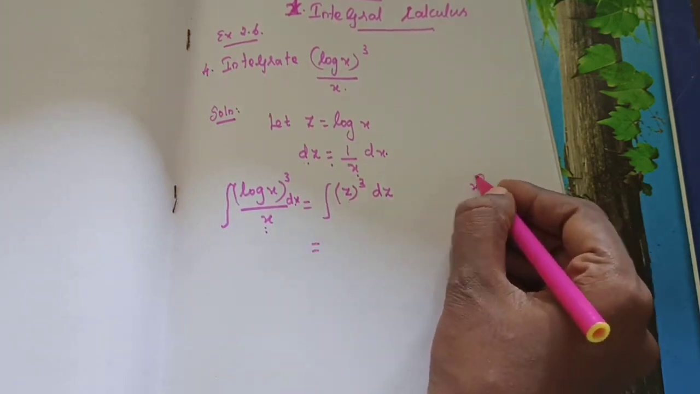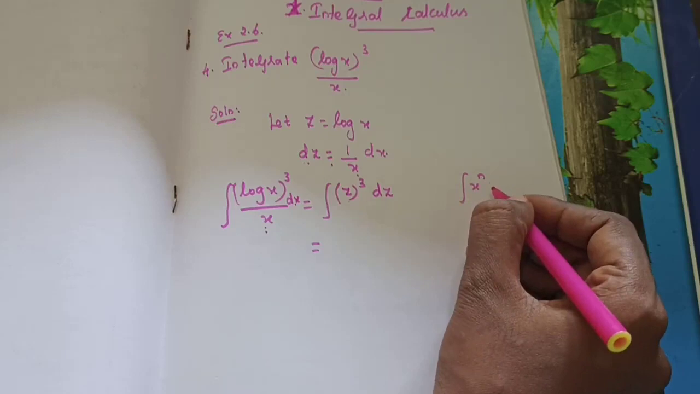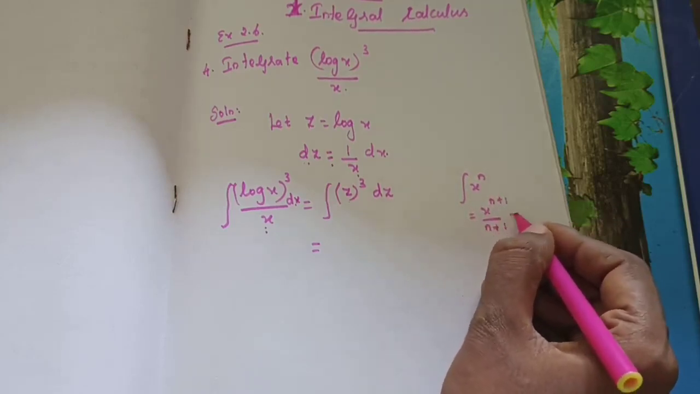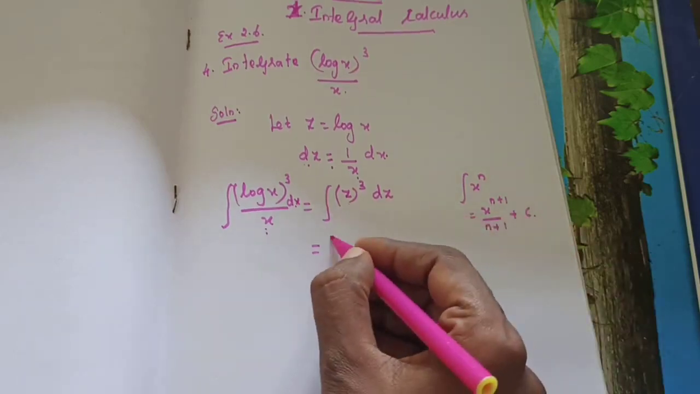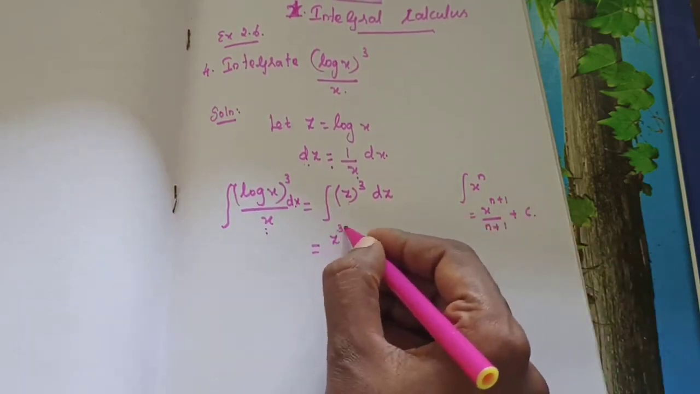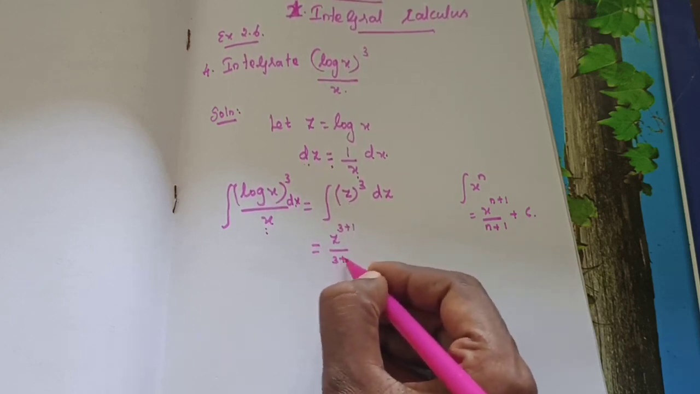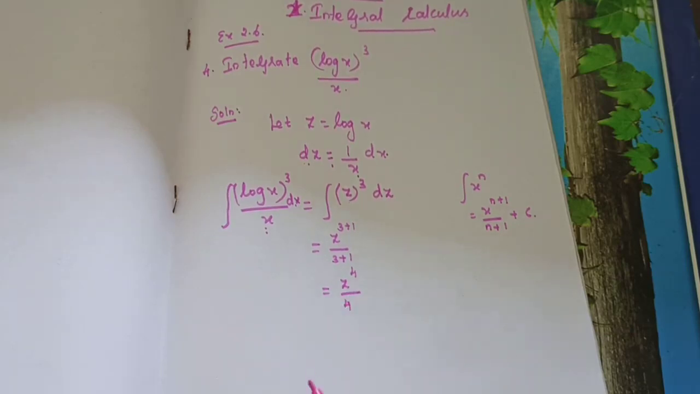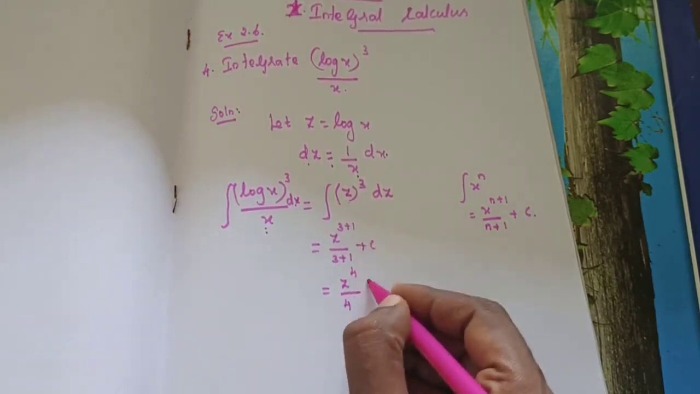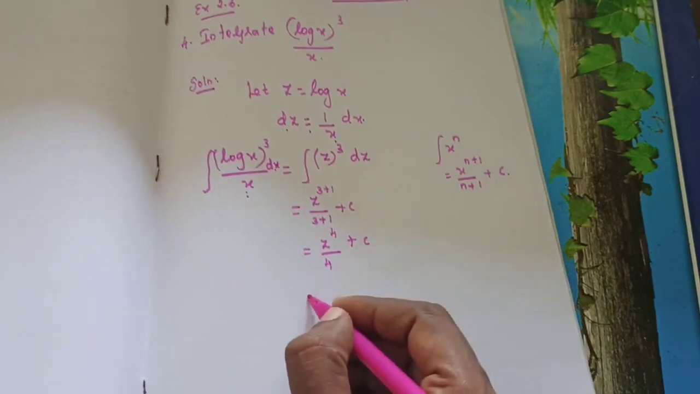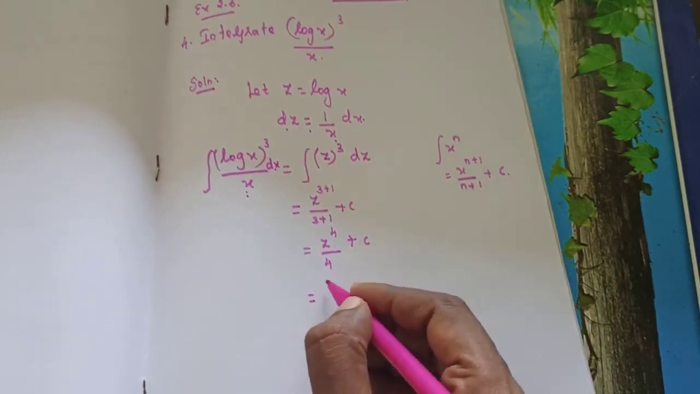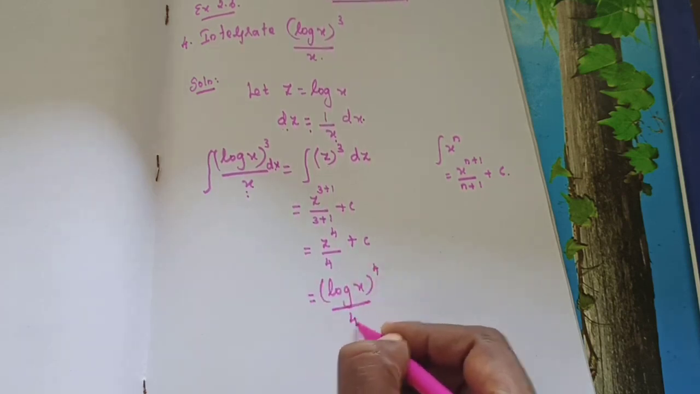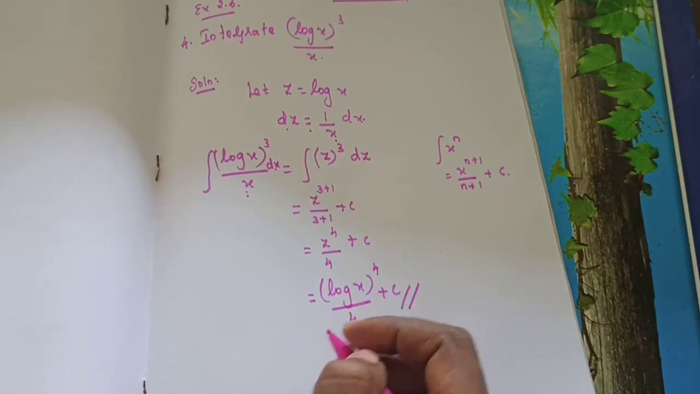What's the formula for integrating x power n? You have learned this. x power n plus 1 divided by n plus 1, plus c. The same formula we use here: z power 3 plus 1 divided by 3 plus 1, which is z power 4 by 4, plus c. One integration constant, don't forget. Now substitute the z value, log x. So (log x)^4 divided by 4 plus c. This is the answer. Have you got it?